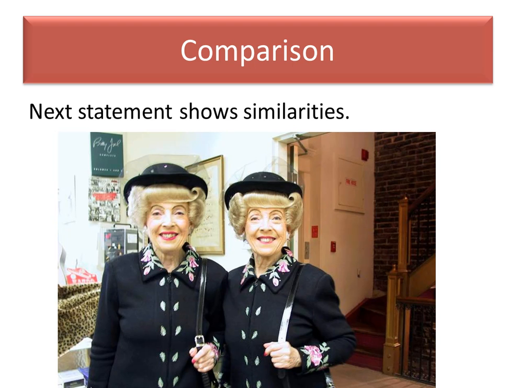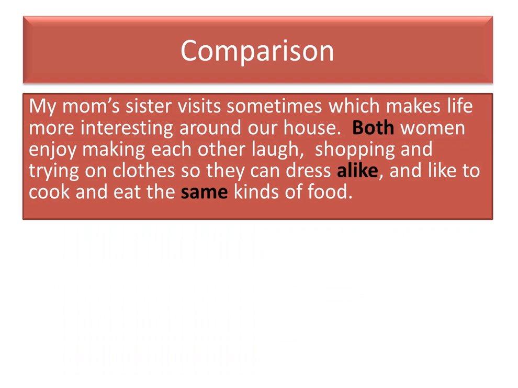Okay, now we can do comparison in our example here, and it shows similarities. So my mom's sister visits sometimes, which makes life more interesting around our house. Both women enjoy making each other laugh, shopping, and trying on clothes so they can dress alike, and like to cook and eat the same kinds of food. So here we have three words of comparison: both, alike, and same. And just a reminder, in comparison, we're talking about similarities.